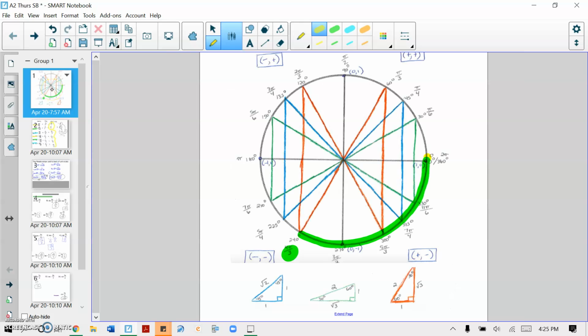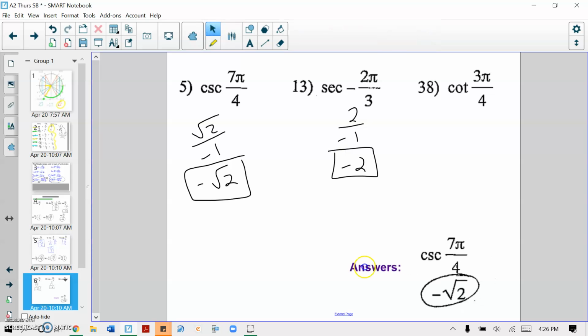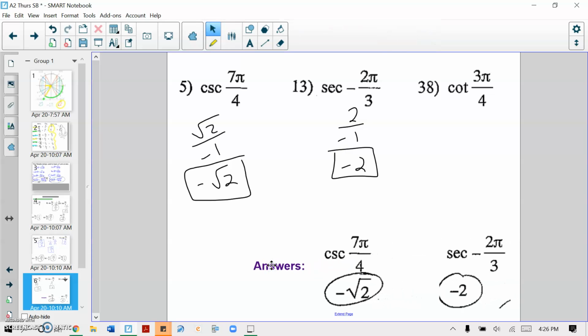So secant is the opposite of cosine. If I'm looking at this as my reference angle, cosine is usually adjacent over hypotenuse. So if I'm doing secant, I want to do hypotenuse over adjacent. Looking at this triangle down here, that means I'm going to do 2 over 1, but notice how we're going left, so it's over negative 1. If it's 2 over negative 1, we would just simplify it and write that as negative 2, which is the answer that we should get.